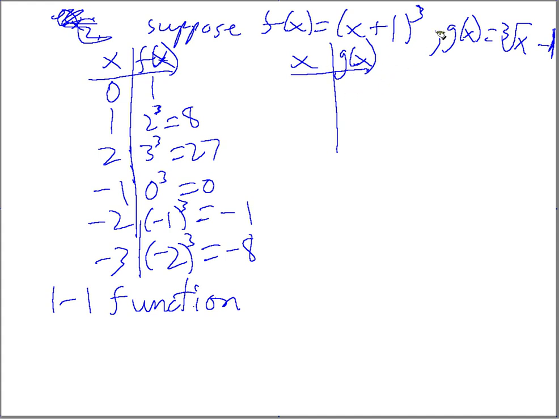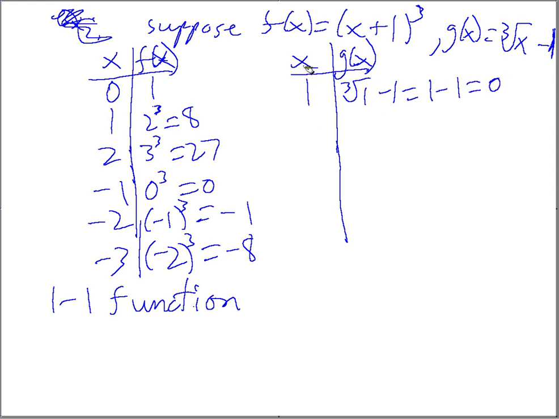Let's create this g table more carefully, because I need to pick perfect cubes here, since I'm trying to take the cube root of x, and then subtract 1 from it. Let me choose the x values to keep this coherent. Let's pick x to be 1. What is the cube root of 1 minus 1? The cube root of 1 is still 1. Minus 1 is 0.